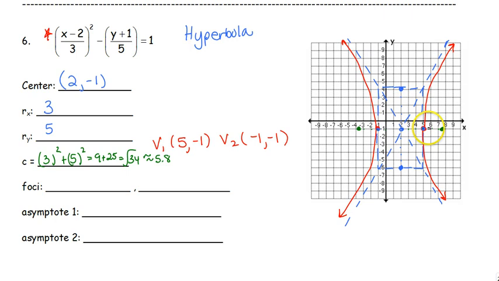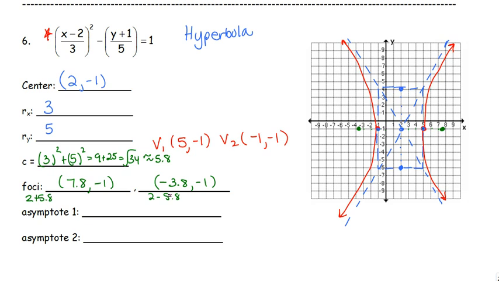Sometimes the foci are really close to the vertices, sometimes they are really far apart. So you don't always know it's going to be one or the other. Since we moved left and right, we are changing the x-coordinate of the center. The x-coordinate was 2. So we've got 2 plus 5.8, giving us our first foci at 7.8. The y didn't change, so it's still -1. And then we moved left, so we subtracted 5.8, giving us -3.8, comma -1.